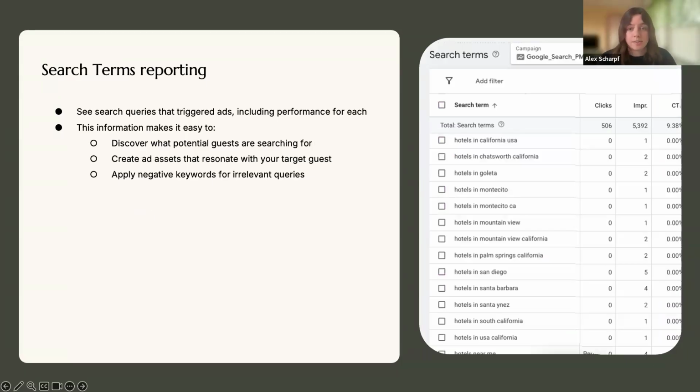So one of the new reports that we have as well is search terms. This is something that does already exist for search campaigns. Essentially, it's just a list of all of the search queries that triggered your ads, and then also the performance associated with each of those queries. So the query is just whatever a user will type into the search bar to get the results page. So having this information makes it easy to discover what your guests are actually searching for, create assets that really resonate with what people are searching for in your target guest, and it'll also help you identify those opportunities to apply negative keywords and stop showing up for irrelevant queries.